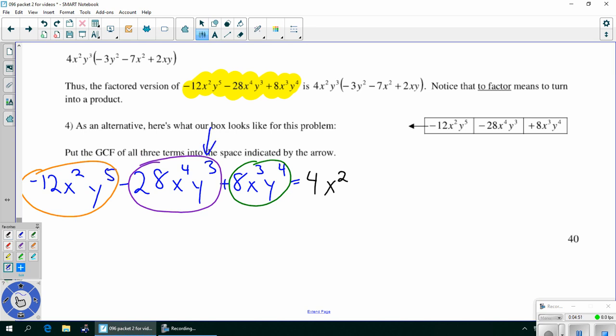It has y cubed, and even though the other two terms have more y's, the middle term says you cannot take out any more than 3 y's. So we're going to put a y cubed right there.